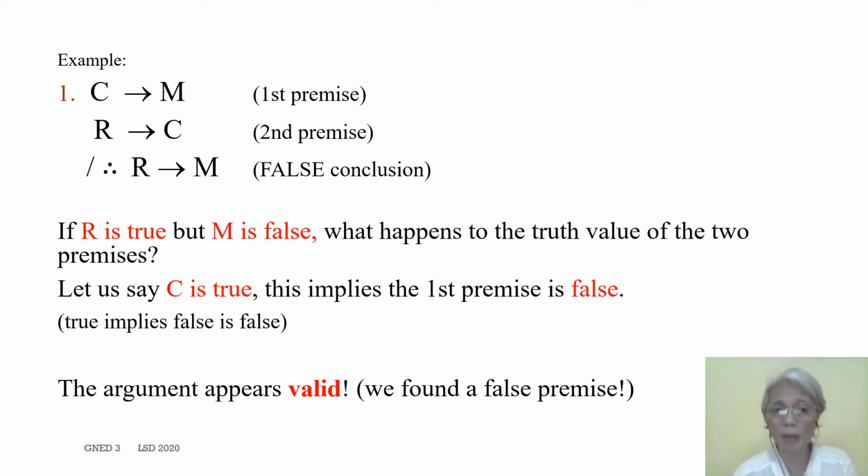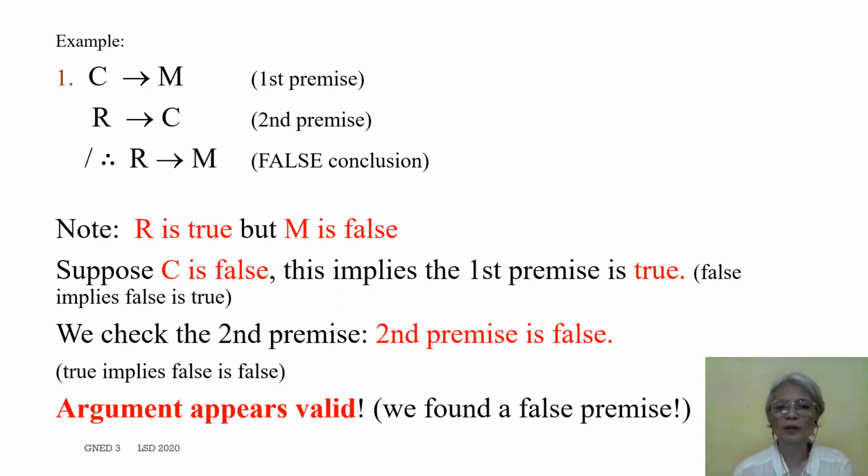Tapos na ba yun? Hindi pa. Kasi hindi naman tayo sigurado. Hindi tayo sigurado na true si C. So, explore natin yung truth values kung siya ay false. Suppose this time C is false. False implies false is true. So the first premise now is true. But remember, R is true and C is false. So true implies false is false. So the second premise now is false. So even if the first premise is true, we're able to find a premise, the second premise, in fact, to be false. And therefore, the argument is valid.